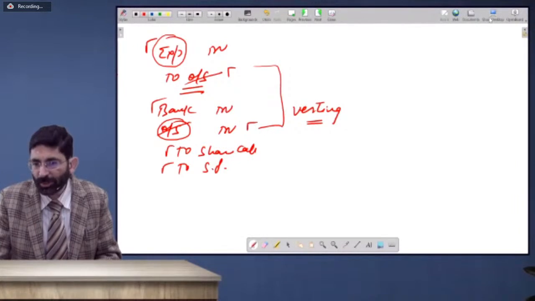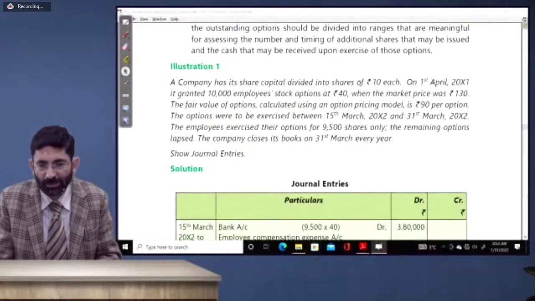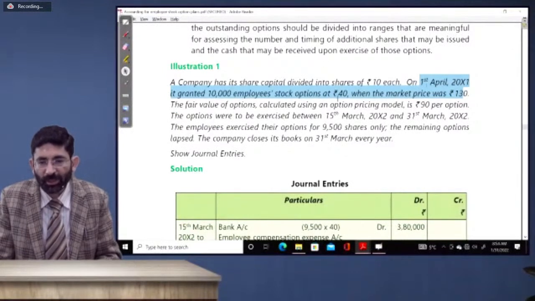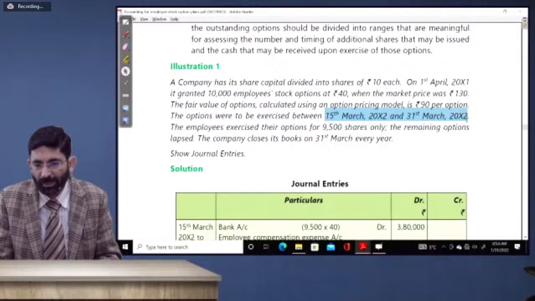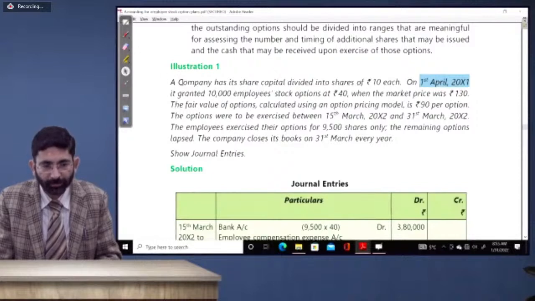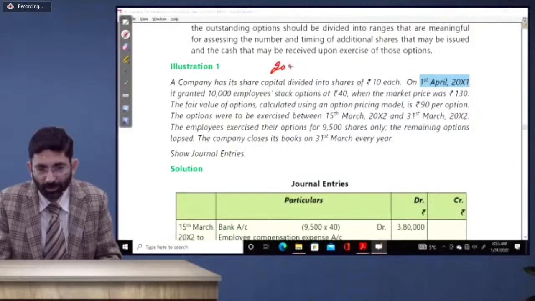See illustration number 1, there is no vesting period. A company has its share capital on 1st April. Stock options are granted at ₹40, market price is 130. Options were to be exercised between 15th March and 31st March, that is in the same accounting year, because the date of issue is 1st April 2011, and the options are to be exercised within the same year, that is 2011-2012.